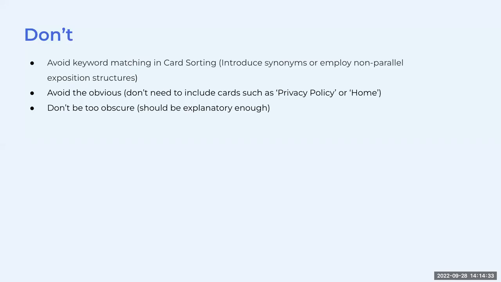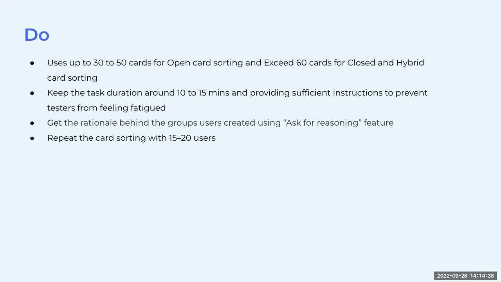Let me continue. If you want to have the card sorting test, it's better to have a task duration of around 10 to 15 minutes and make sure that you provide sufficient instruction to the respondent. You can get the reason from the respondent for each card that they put. You can also use our Ask for Reasoning feature. And this is the recommended sample size for card sorting: we recommend 15 to 20 respondents. Actually, there's no limitation on the number of respondents, but we still have the recommended sample size.